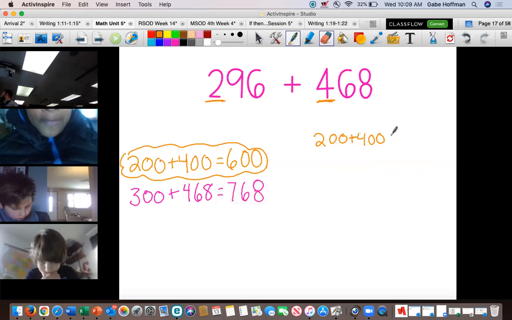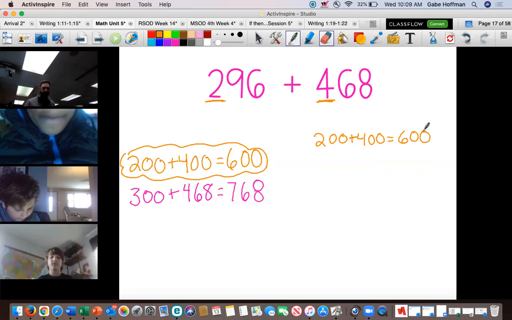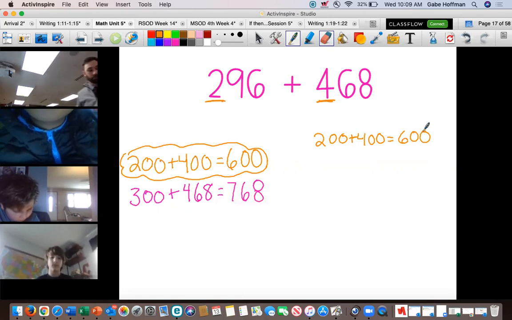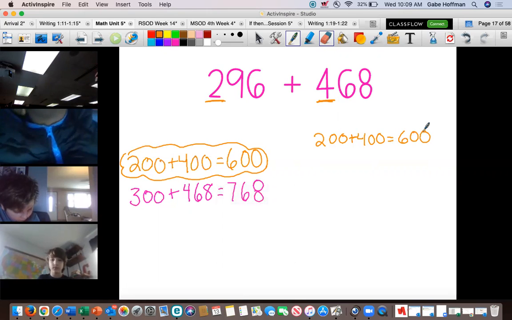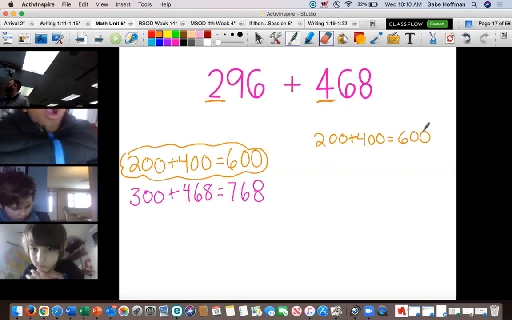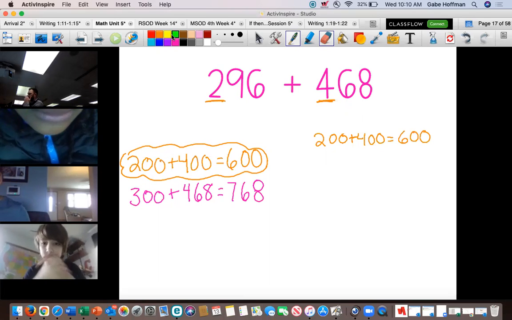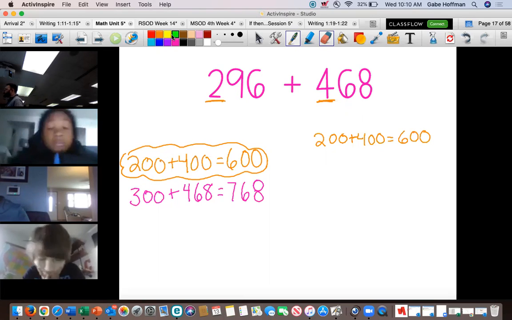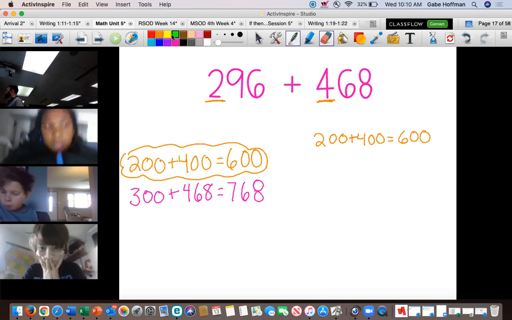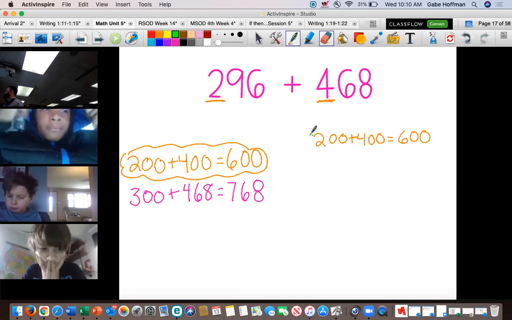Alex J, what strategy is this starting me with? What's this strategy called? Do you remember? I'm adding by what? Place value. Right? Adding my place value. So then what am I going to do next, Alex J? You're going to add the 2 with the 4. I already did that, right? I added my 200 and 400. What's my next step?